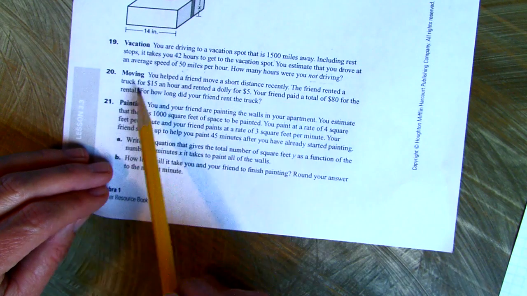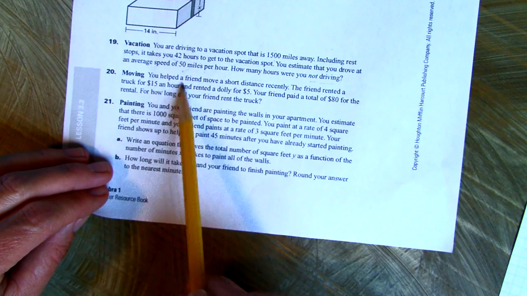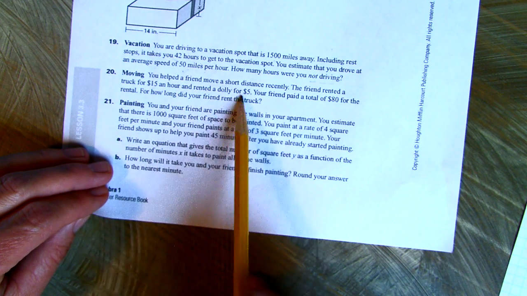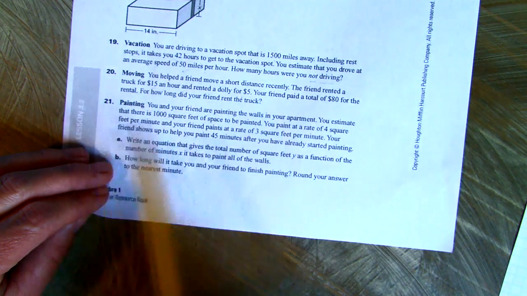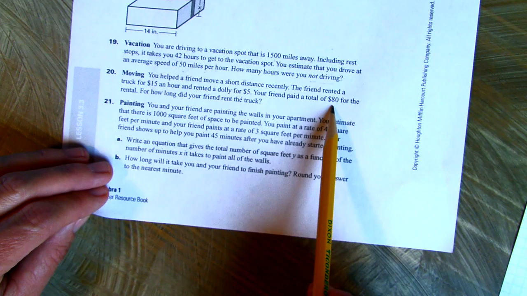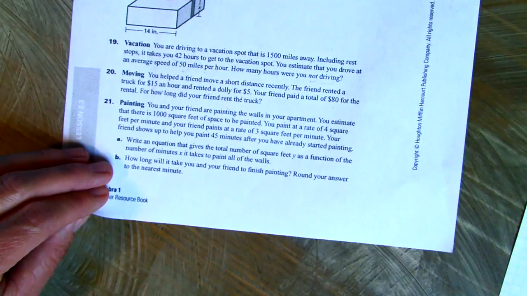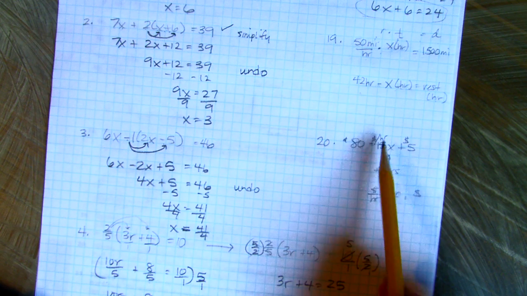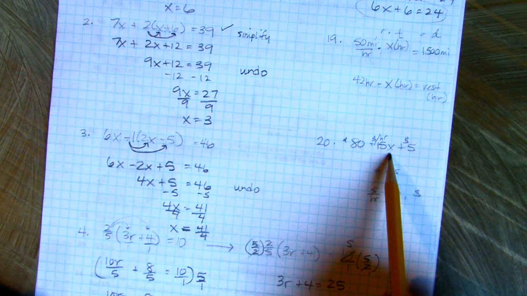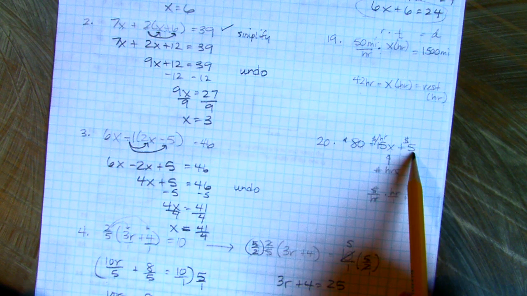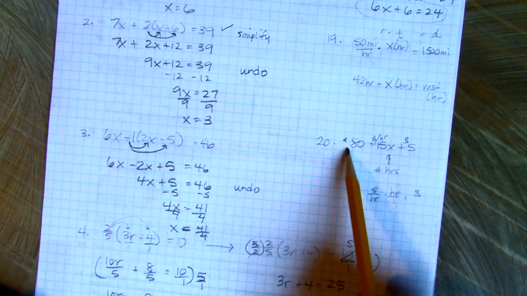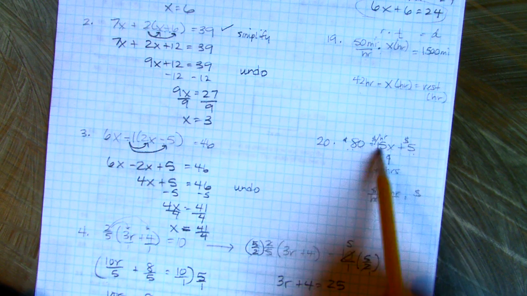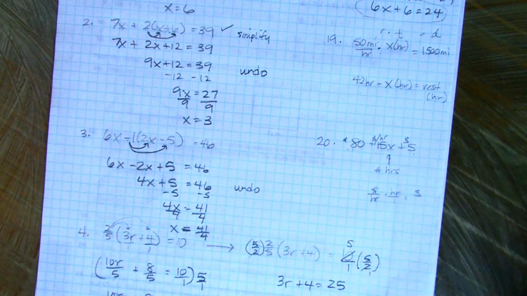And then this was number 20. You helped a friend move. The friend rented a truck for, again, here's a rate, $15 an hour, and the dolly was just $5. So your friend paid a total of $80. How long did your friend rent the truck? So again, there's the rate business. So the $80 was made up of the $15 per hour times your number of hours plus the $5 for the dolly. So if you subtracted the 5 from the 80 and then you divided by the 15, you would come up with the number of hours.